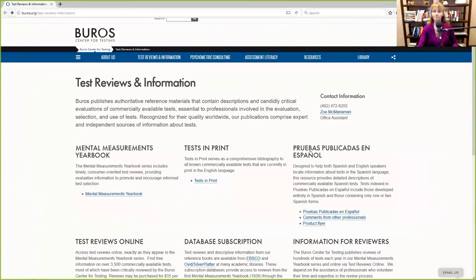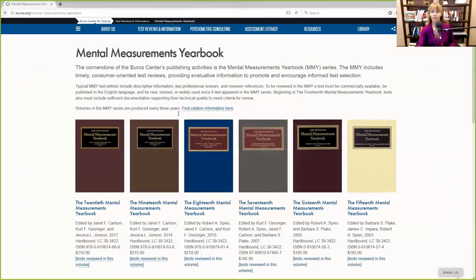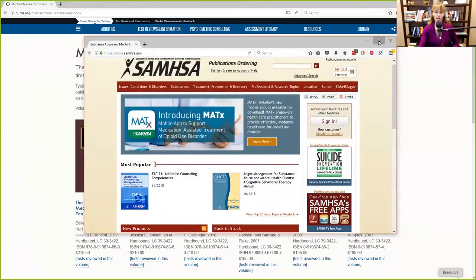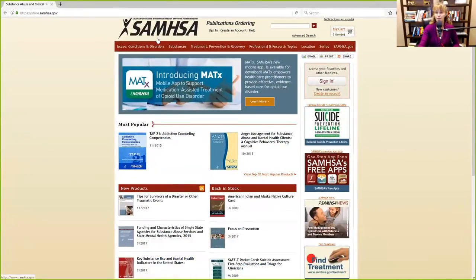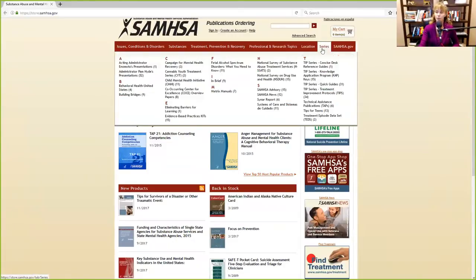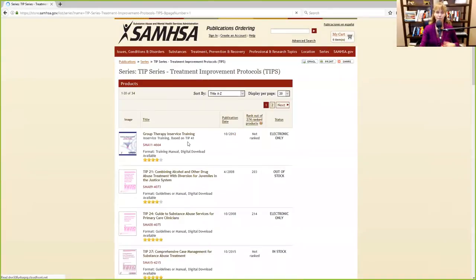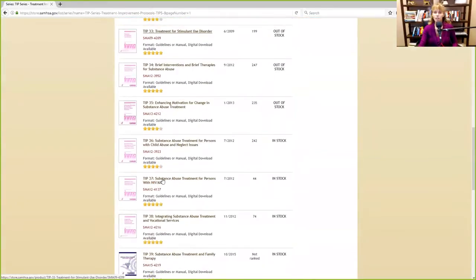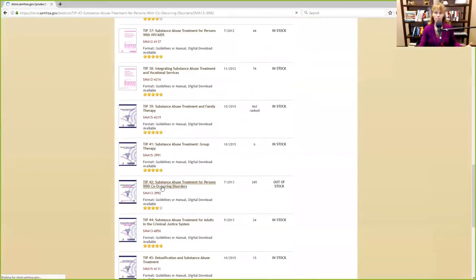Another place that you can find some tests, and I'm going to skip ahead, is SAMHSA, the Substance Abuse and Mental Health Services Administration. A lot of their TIPs, treatment improvement protocols, you want to go all the way down to the improvement protocols, not the KAPs. That's the Cliff Notes version. And scroll down to, I know TIP 42 has some in them.